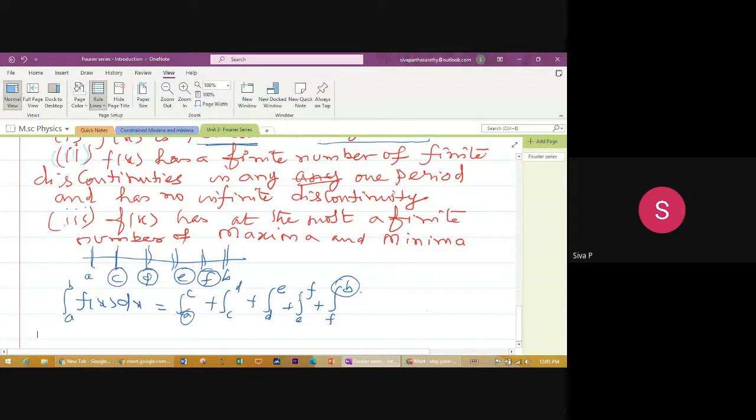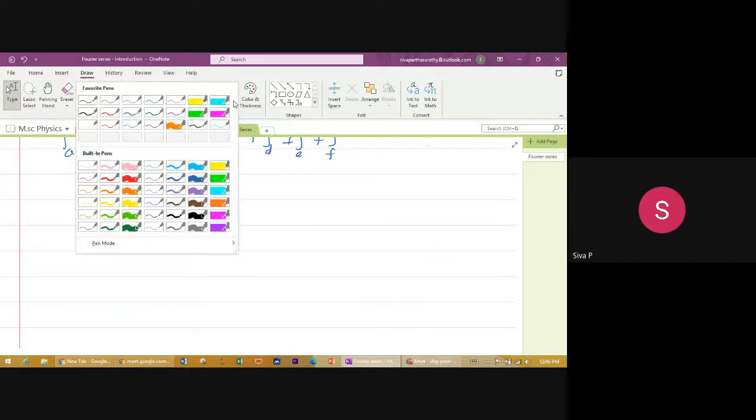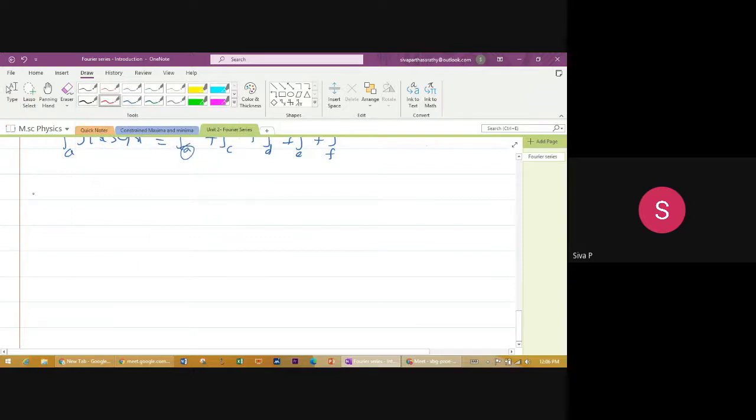So here, now we can write the Fourier series formula. Write the heading: Fourier series.